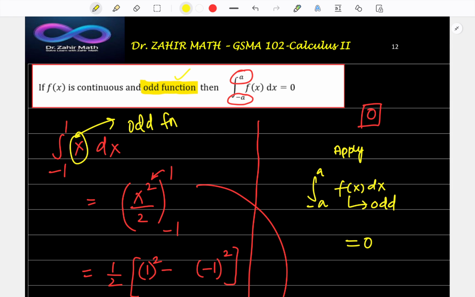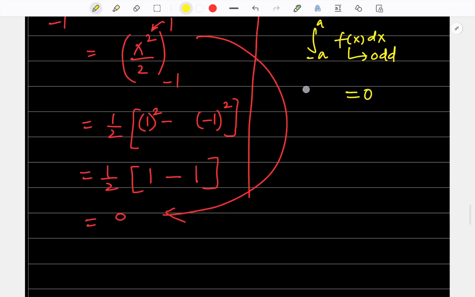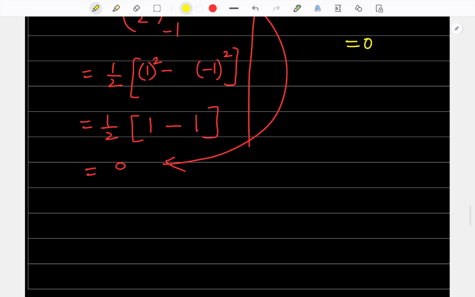What about the constant, teacher? Constant, keep in your mind. Remember this property, integral minus a to plus a. Suppose you have c dx. You can take the constant c out. Let me give a number, no problem. Suppose 5. So take the number 5 out.